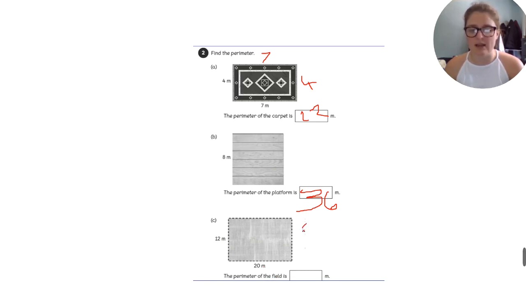So I am adding 24 add 40. Oh, that looks like a 6. Add 40. Now it doesn't look like a number at all. But anyway, we get the gist. 4 add 0 is 4. 2 add 4 is 6. So my answer to this one is the perimeter is 64 meters.